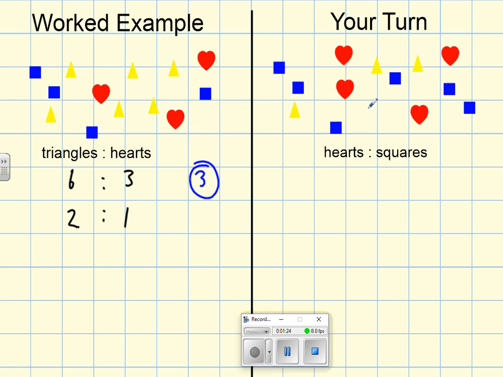So in this case, we've got 4 to 6. The ratio of hearts to squares is 4 to 6. Now look at the two numbers. They are both in the 2 times table. 2 times what is equal to 4? 2 times 2. And 2 times what is equal to 6? 2 times 3. So the ratio of hearts to squares is 4 to 6, and that simplifies to 2 to 3.